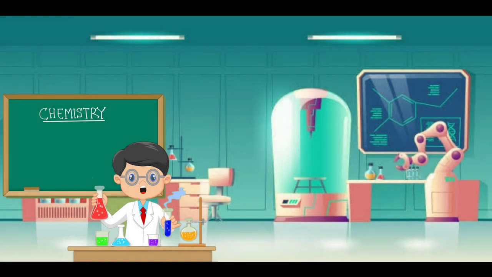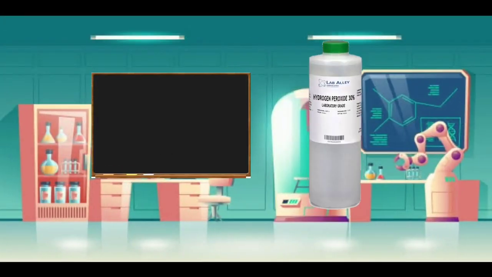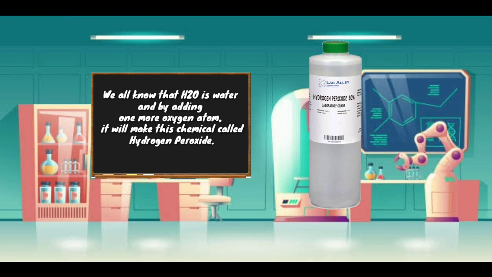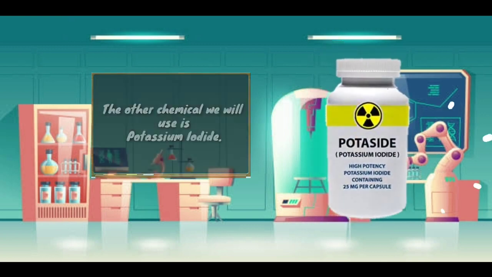First, we need two chemicals. The first one is hydrogen peroxide. We all know that H2O is water, and by adding one more oxygen atom, it will make this chemical called hydrogen peroxide. The other chemical we will use is the potassium iodide.